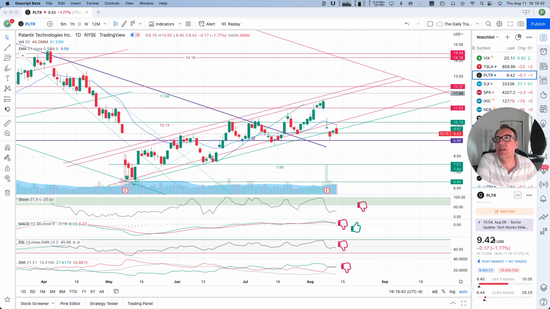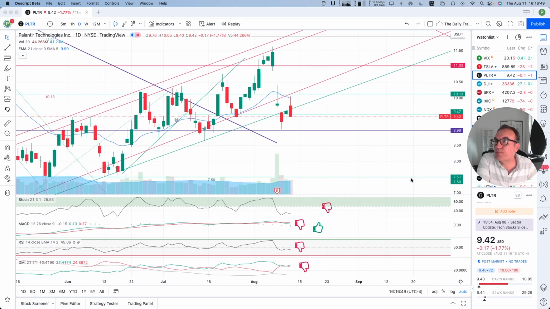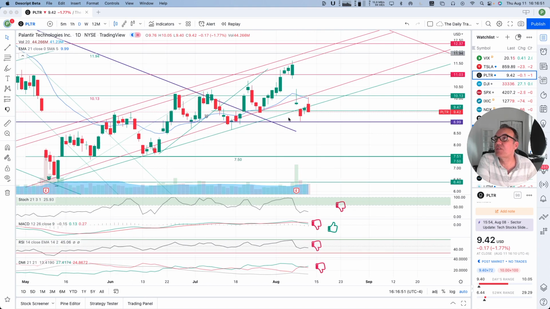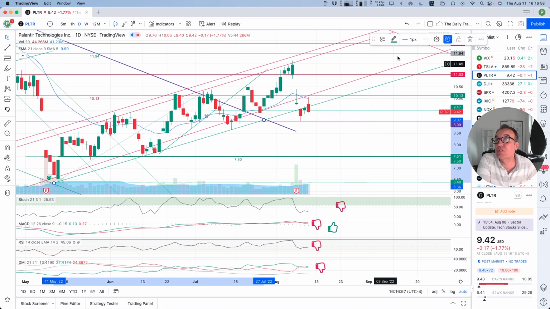This is a little bit disappointing. Palantir down 17 cents, 1.77%, closed at 9.42. So let's look at what we have here. Yesterday we were hugging this resistance. We crossed it today, and things were looking great actually, but then we came back down.